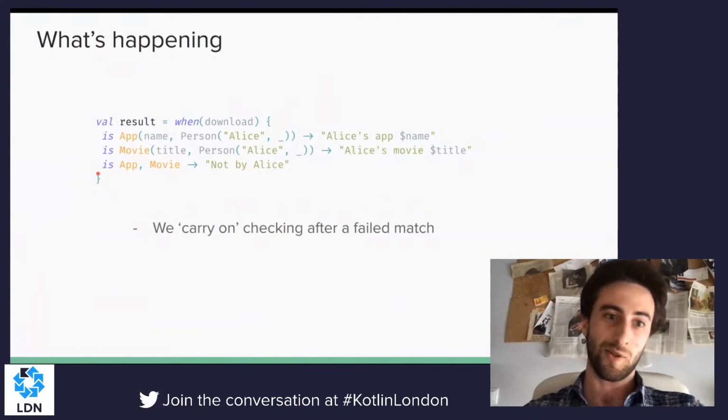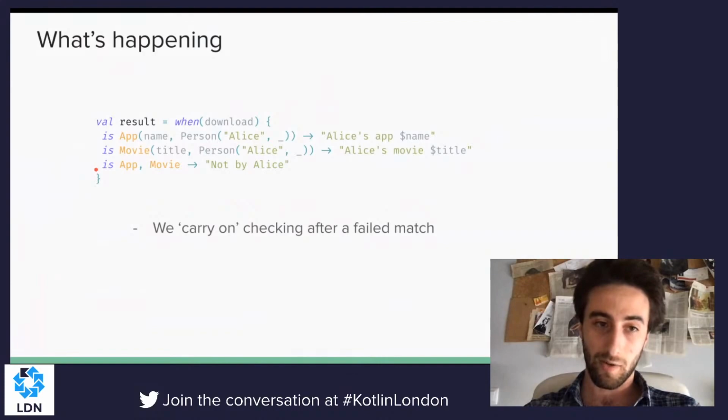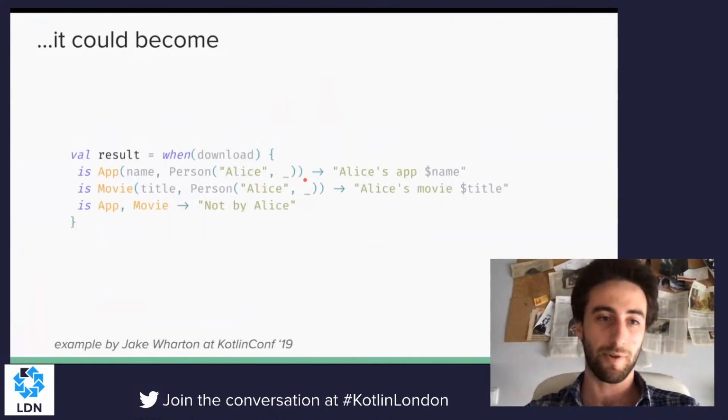And the third bit is also interesting, because here we have a fallback. And it's a fallback where we have exhaustiveness, i.e., if a download is either an app or a movie, this is covered. And since it is a sealed class, it can only be an app or a movie, right?